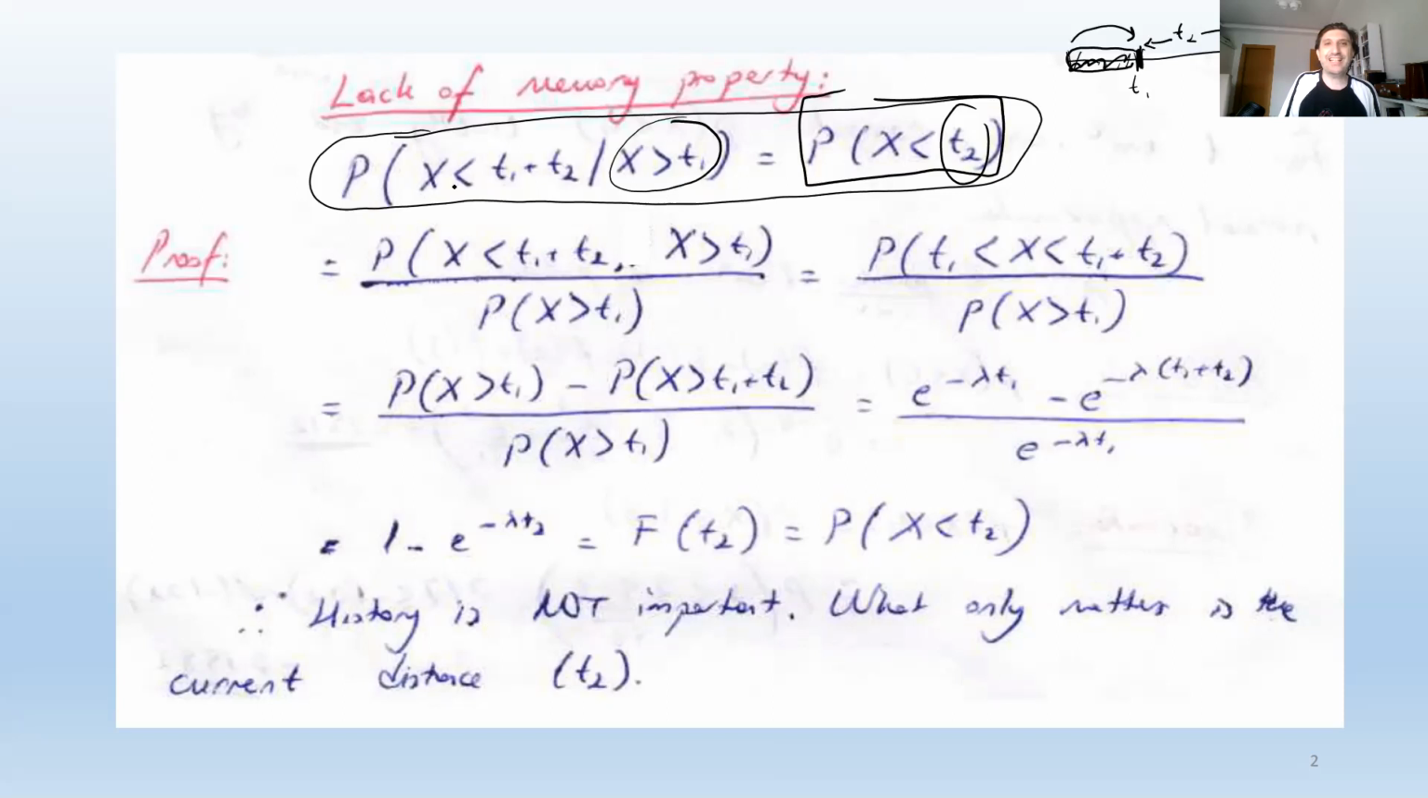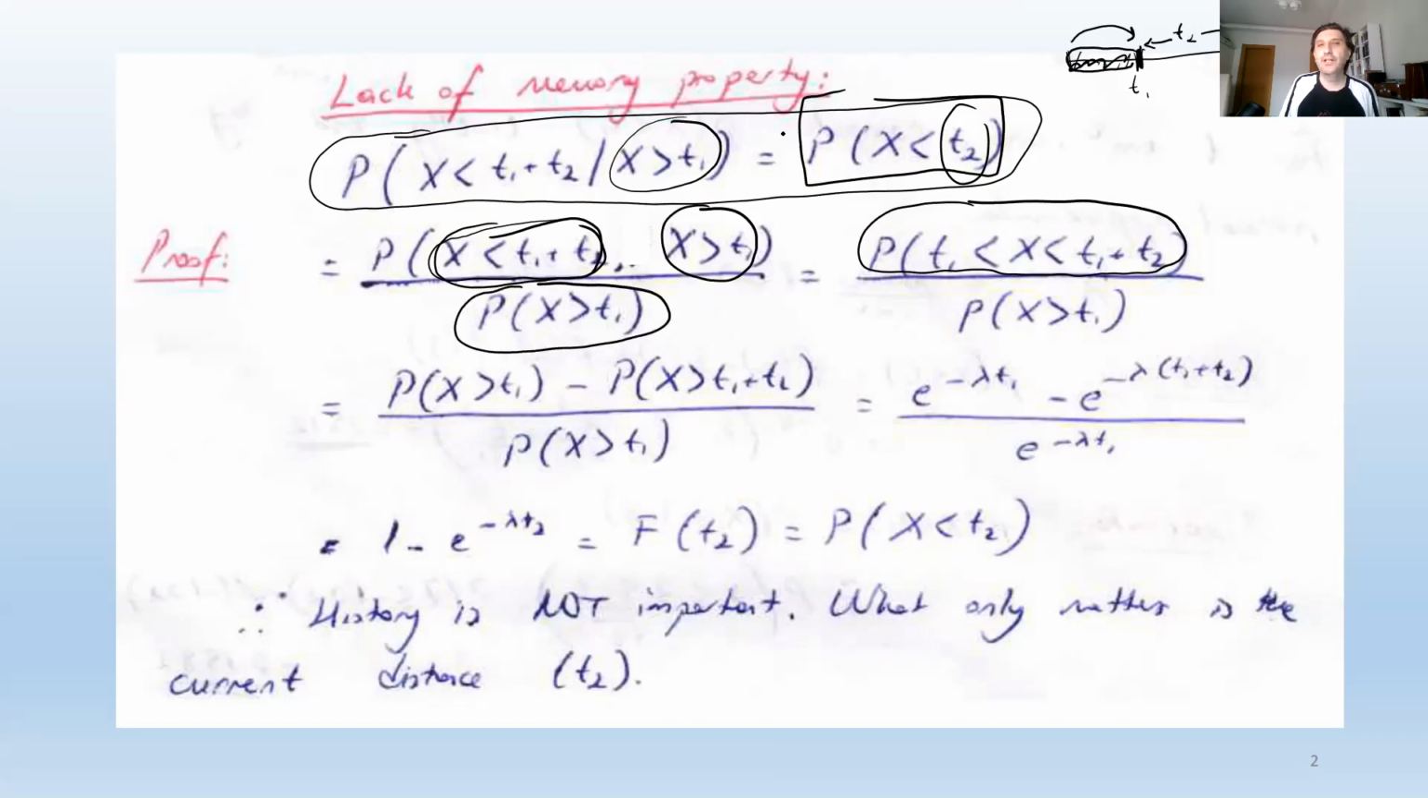We just write that conditional probability as the intersection of two events: X greater than T1 and X smaller than T1 plus T2. Note that this means X is greater than T1 and X is smaller than T1 plus T2. So we can write it in this manner. Basically, the numerator is going to consist of this term, whereas the denominator, due to the definition of conditional probability, is going to be equal to the probability of X greater than T1.